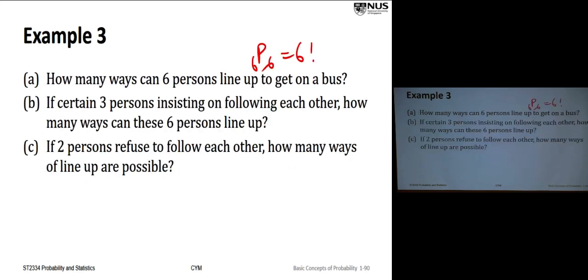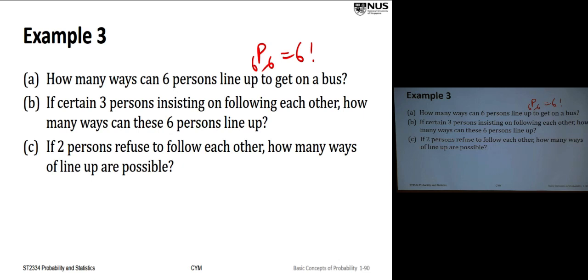Okay. The second one: if 3 persons insist on following each other, how many ways can these 6 persons line up? Wow. Headache, huh? 3 persons insist on lining up together. All right, how to do it? In fact, if you think about it, they insist on being together. We treat it as one object. The remaining 3 other persons are 3 distinct objects.